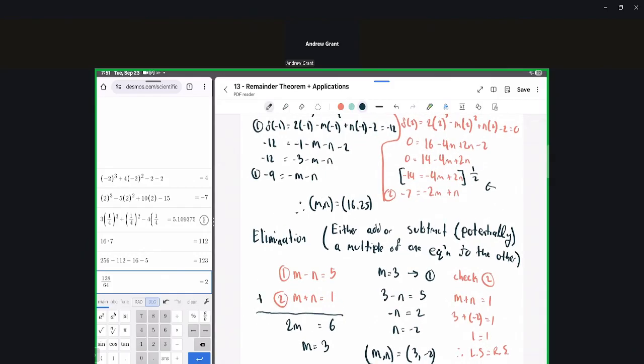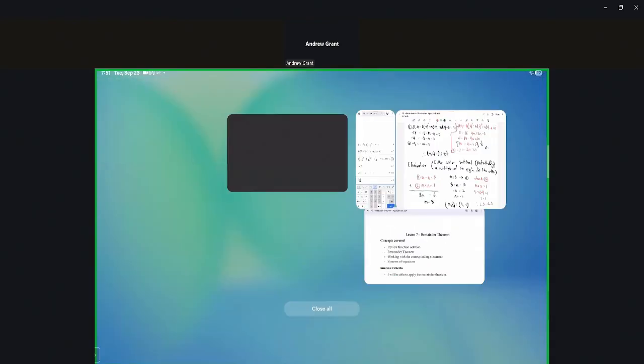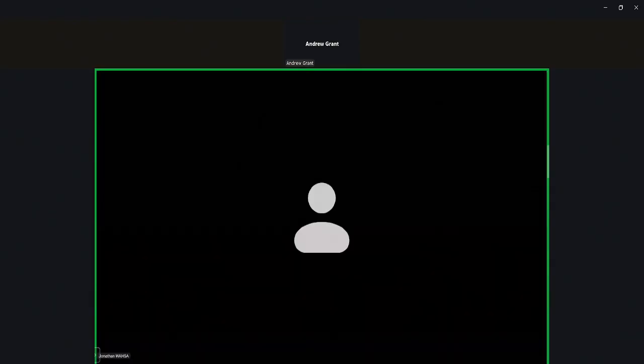Tomorrow, we're going to look at a consequence of the remainder theorem called the factor theorem, which we alluded to before, but we're going to be studying in depth.